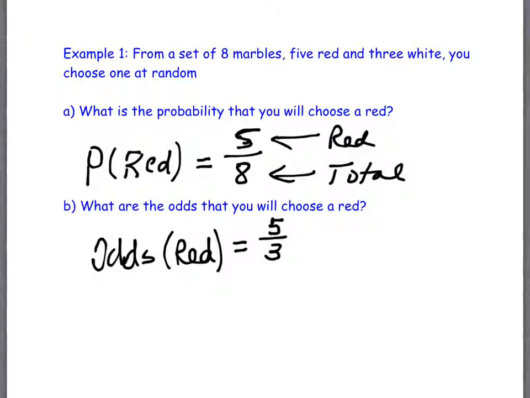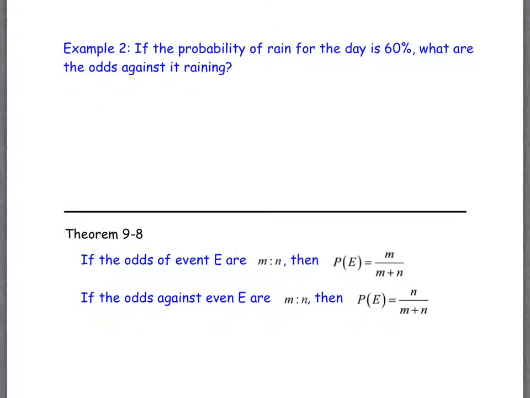Now, we can also work our way around this sort of backwards. That is, we can start out with something that's given in terms of probability and find the odds, or given in terms of odds and find the probability. Like the last example that we did, where we were given the data itself and then found the information. So on example 2, we're told that the probability for rain for the day is 60%, and then we want the odds against it raining.